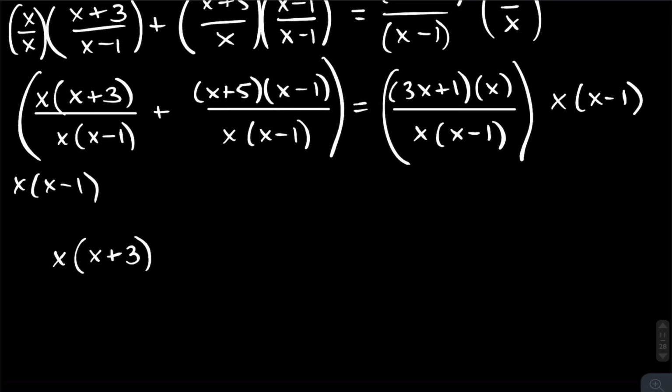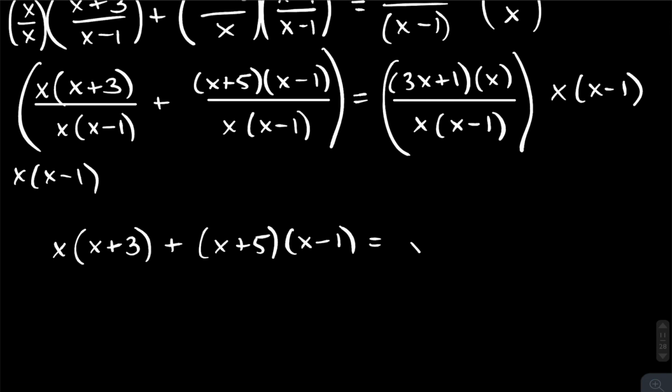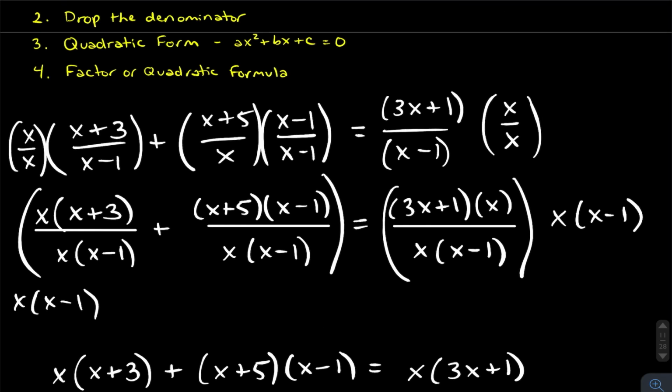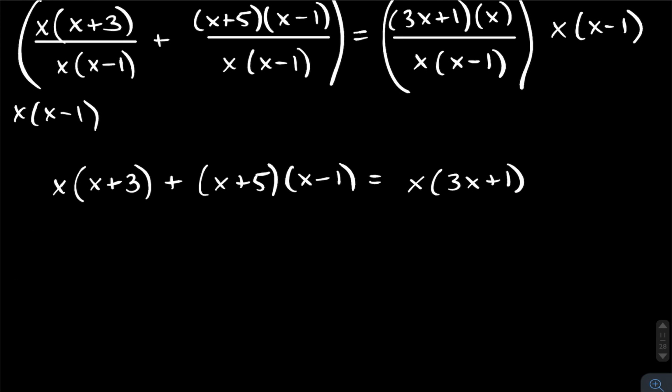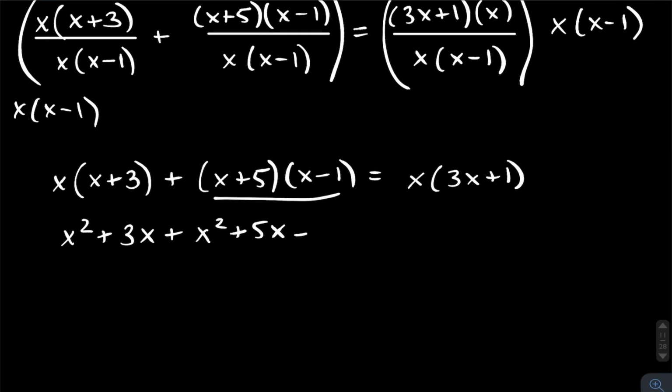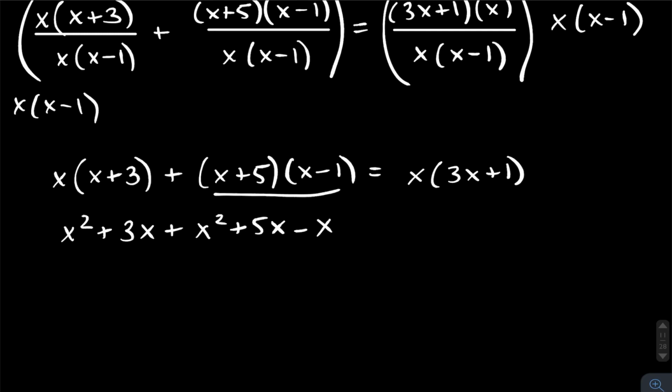x times (x plus 3) plus (x plus 5) times (x minus 1), and that's equal to x times (3x plus 1). Okay, now we just distribute and we're going to end up with something in quadratic form. So that's going to give us x squared plus 3x, right? And then this piece is going to be x squared plus 5x minus x, and then minus 5. And then we get 3x squared plus x on this side. Let's start combining like terms on each side, and then we'll subtract these over.